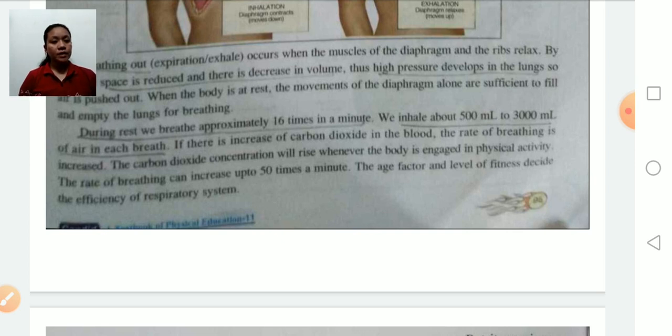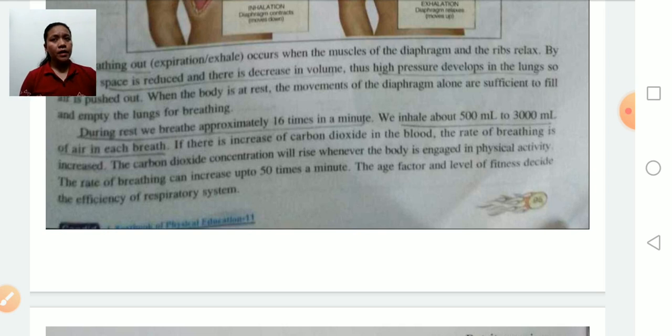The carbon dioxide concentration will rise whenever we do a physical activity. Whenever we do physical activity, more energy is required. When we do a physical workout, during energy release, the carbon dioxide is released.